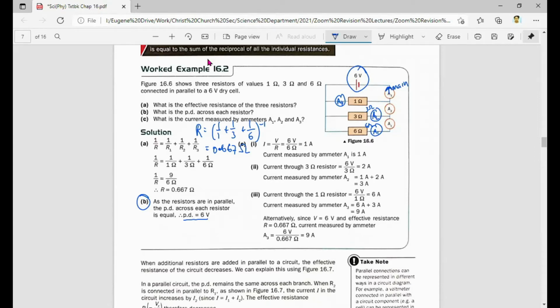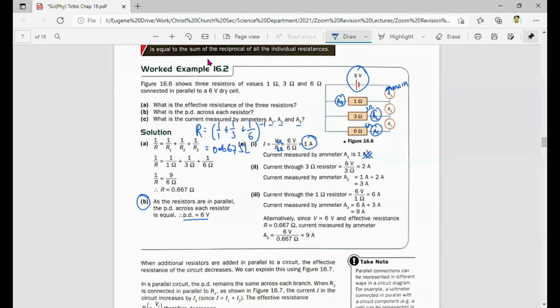Now, C. What's the current measured by ammeters A1, A2, and A3? A1 is the current across the 6 ohm. To find it, I need to use the voltage across the 6 ohm and the resistance of the 6 ohm, which is 6 ohm. The potential difference across each of these resistors is the same as the EMF, which is 6 volts. So take 6 divided by 6, you get 1 ampere. Tada, 1 ampere. Now, how about for the 3 ohm?